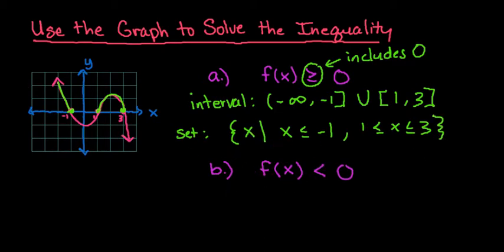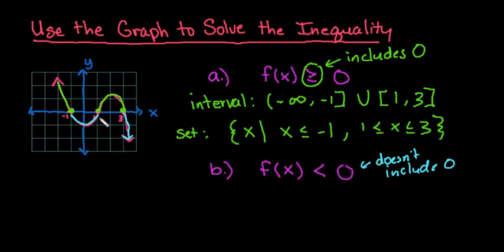So for our second one, we're now looking for all values where our y values are less than 0. So now we're looking at these values down here that fall below the x-axis. So we can see, and this time it does not include the 0 because it's just less than. So we're looking only for the negative outputs.